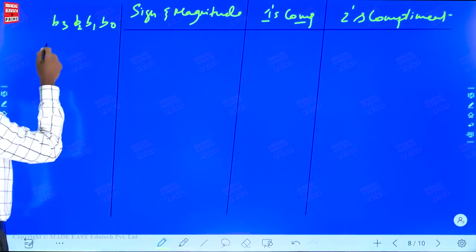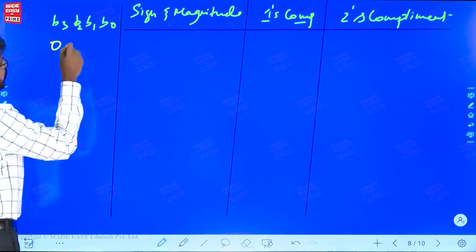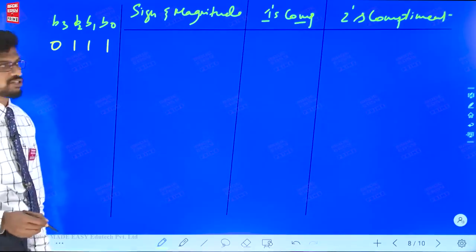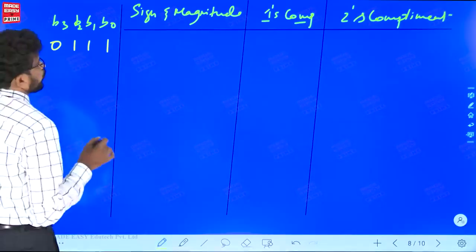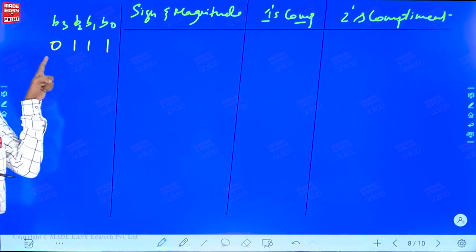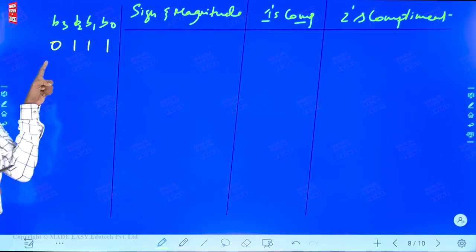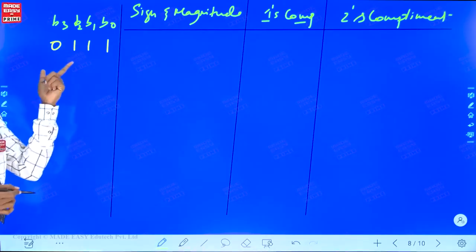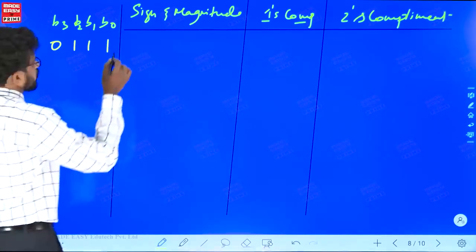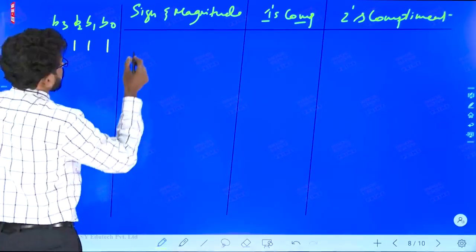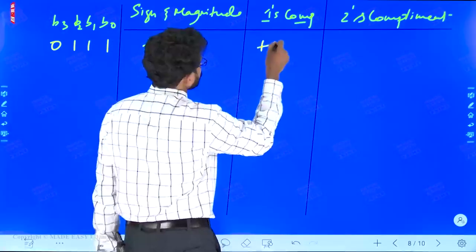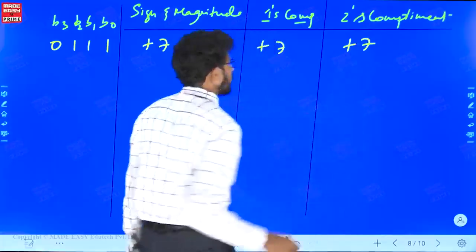So here, say 0, 1, 1, 1. Why am I starting with 7? You will come to know with respect to representation. So 0, 1, 1, 1 in sign magnitude. Now tell me, the MSB bit indicates the sign of the data. So 0 indicates what? Positive. In all the 3 cases, 0 to 7 are the same. It means this value in sign magnitude is plus 7, in 1's complement also plus 7, in 2's complement also plus 7.